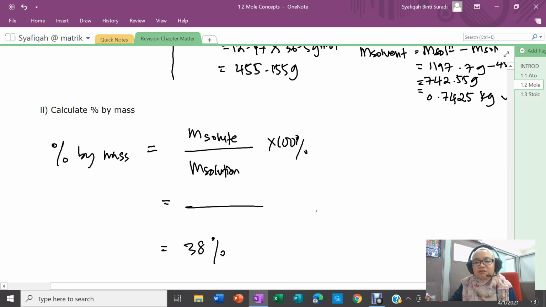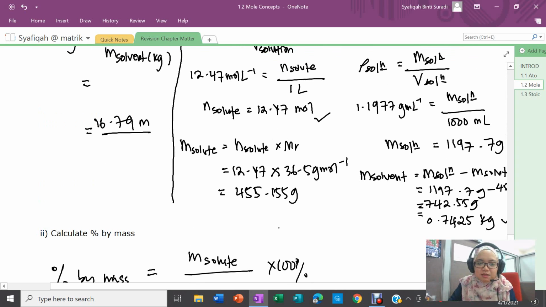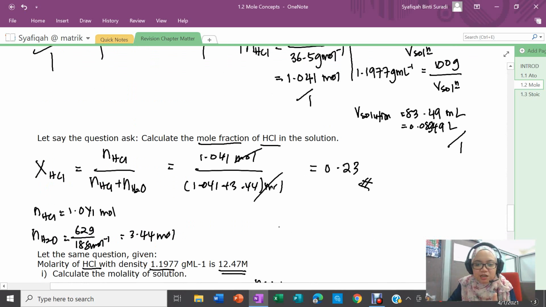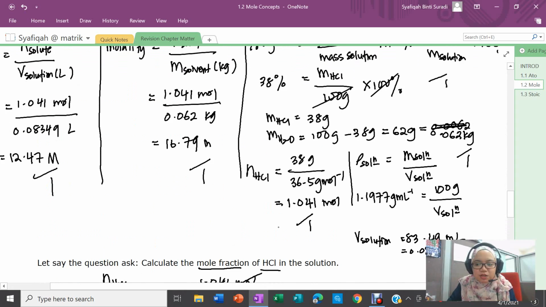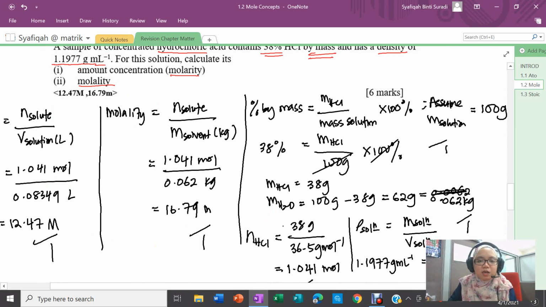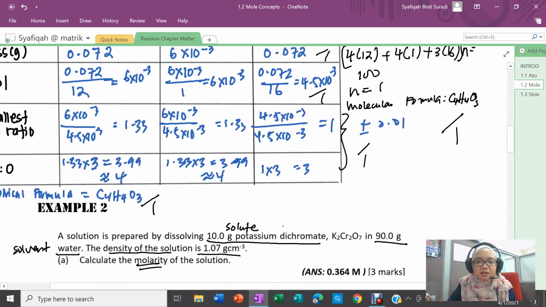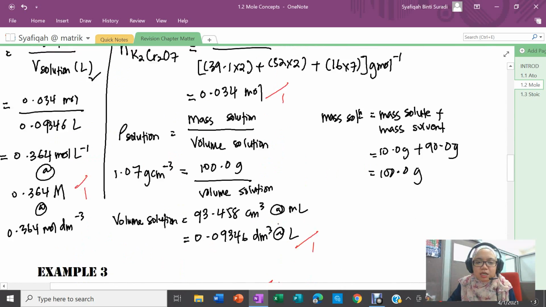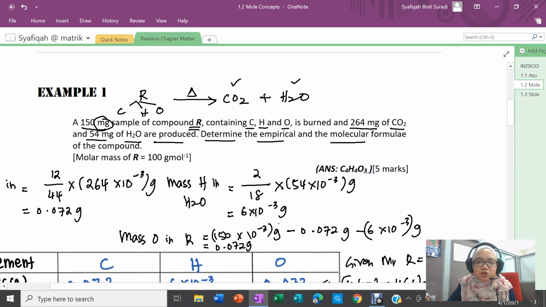Okay? Alright. Okay, masukkan nilai ni, dapatlah 38%. Okay? So, it's very simple. Okay? Alright. So, now kita nak tengok. So now kita dah cover lah semua ni, betul tak? Kita dah cover dah semua ni. Semua ni outcome kita dah cover juga.